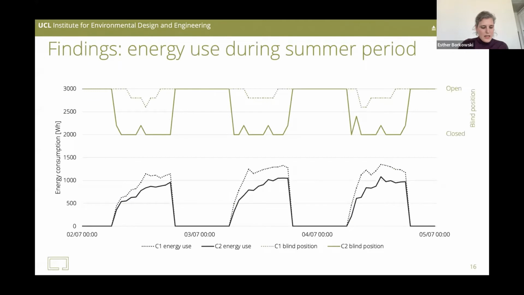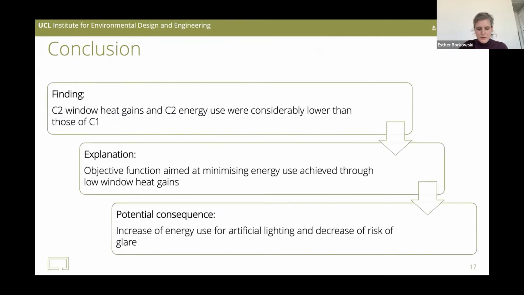As the window heat gains were lower in C2 than in C1, it was not surprising that the energy consumption for space cooling was also lower in C2 than in C1. And these differences can be explained by the objective function, which was best able to minimize the energy consumption when the blind was in tilted or closed positions.